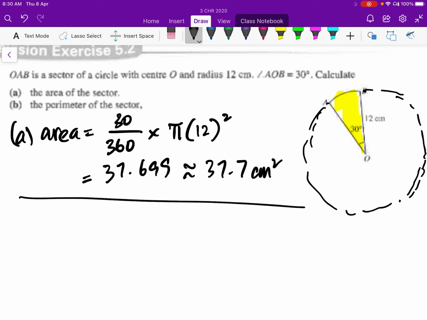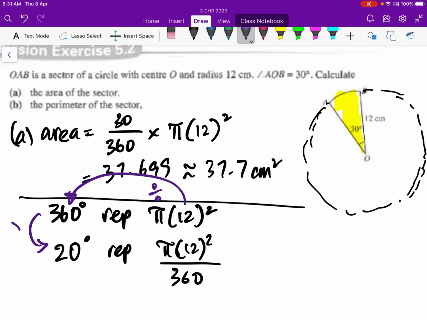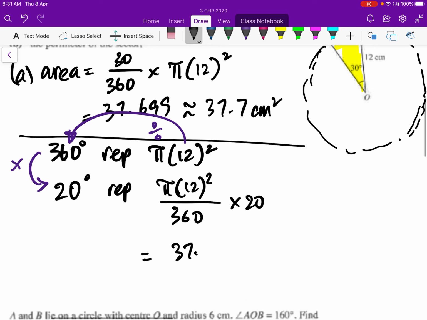The other way is if you use the units to represent. Full circle, 360 degrees, represents pi r squared. So what we are saying is that the whole area is pi r squared. Totally makes sense. But now I only want 30 degrees, represents, divide. So pi r squared over 360. Next step is to multiply times 30. And you get the same 37.699. Round it off to become 37.7 square centimeters.